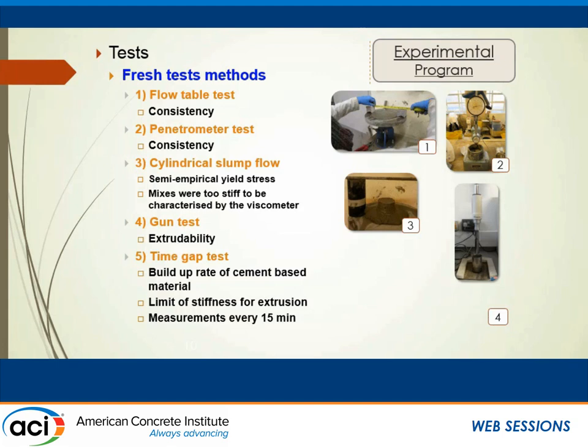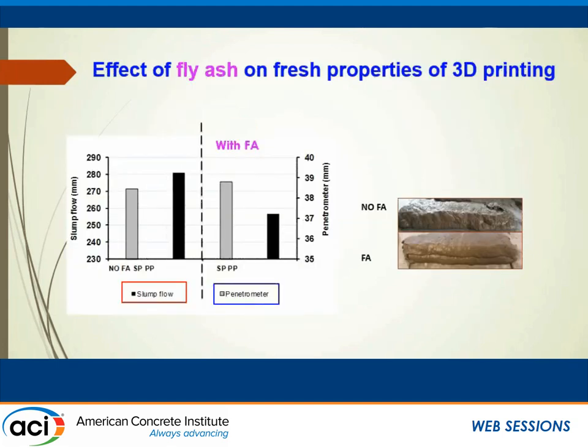Now some results on the effect of the fly ash on mortar 3D printing. You can see that by adding the fly ash, the slump flow is reduced. Penetration is almost the same, not a big difference, but look at the shape of the mix below with fly ash. It's much better than the mix without fly ash.